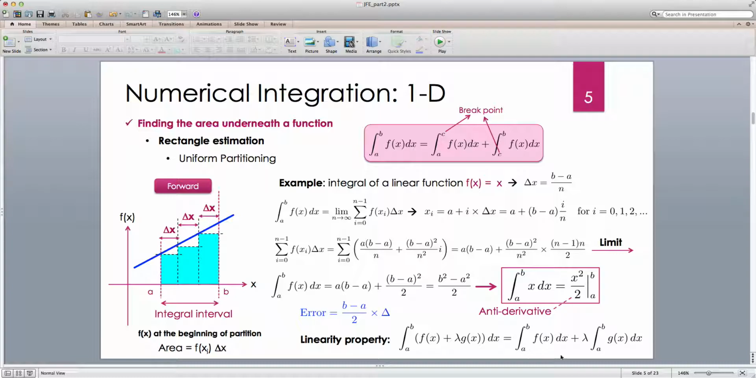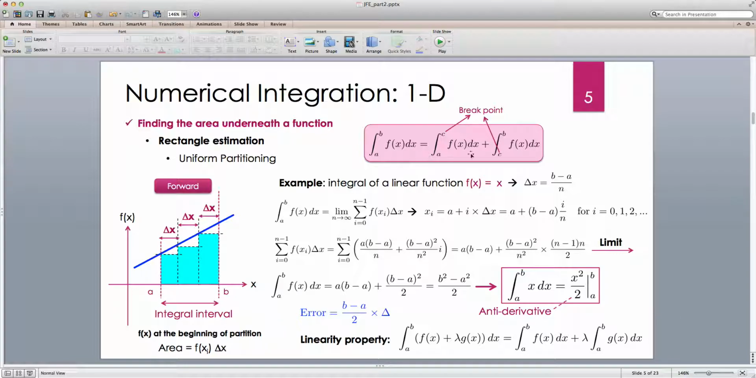All right. Now, just by the definition of this Riemann summation, we can easily prove two properties. One is the linearity property, which means if we integrate f plus some coefficient lambda times g of x, it's equal to the integral of f of x plus lambda, the coefficient, times the integral of g of x. This is because of the property of the summation, right? Sum of f plus lambda g is equal to sum of f plus lambda sum of g. And when we take the limit, it becomes the integral.